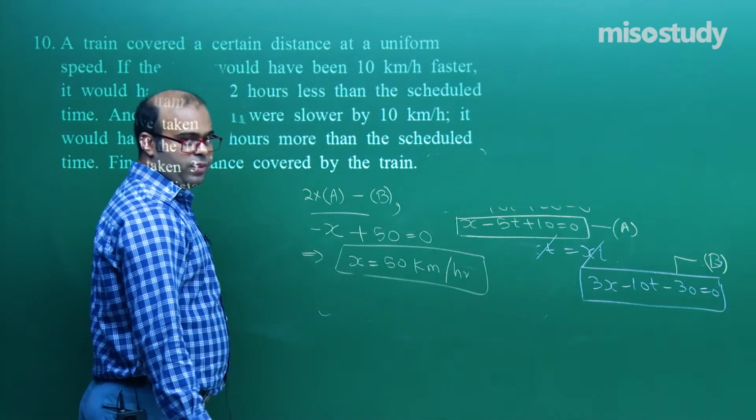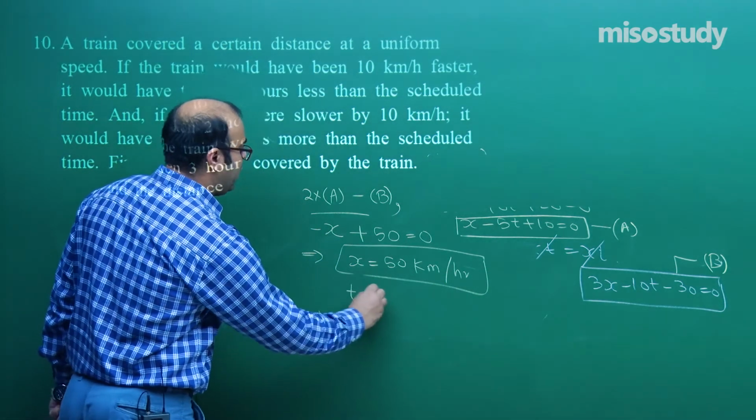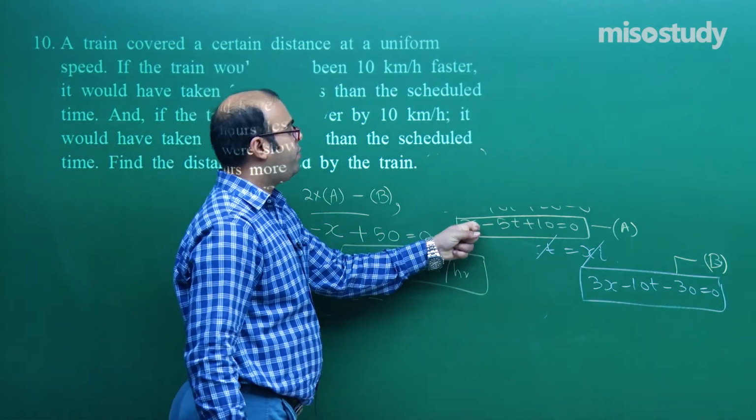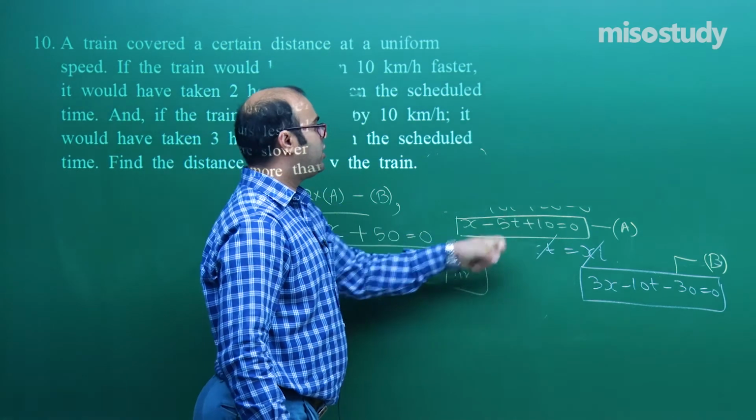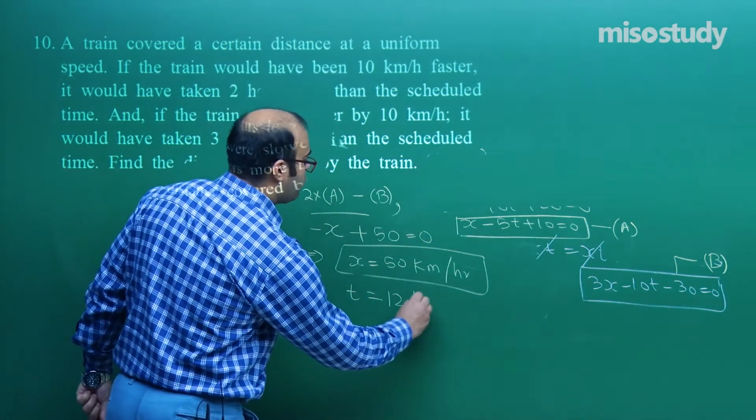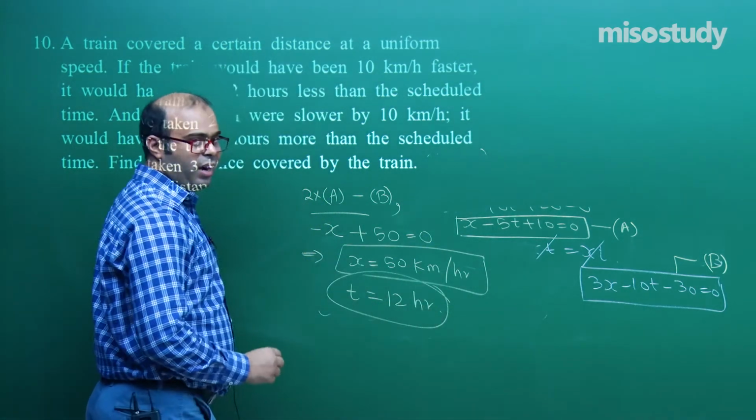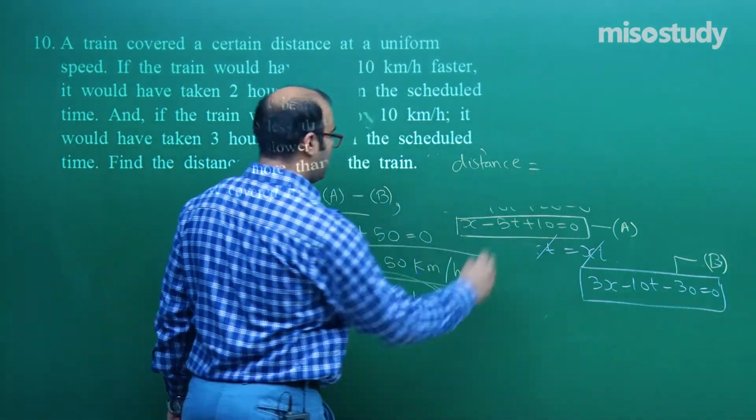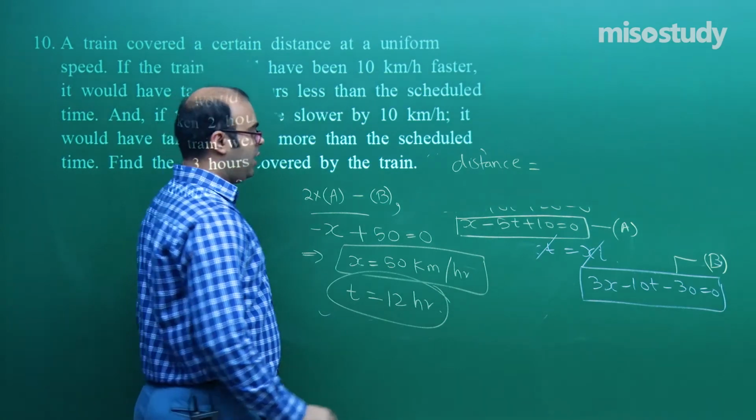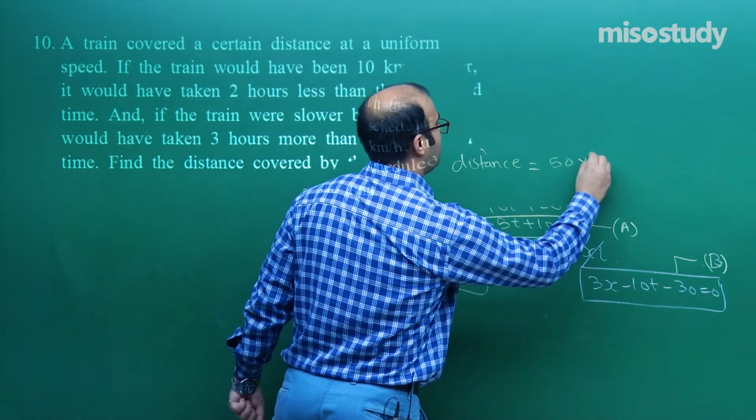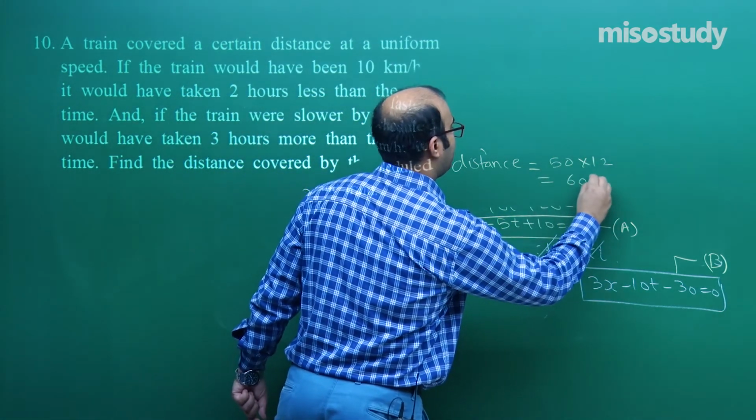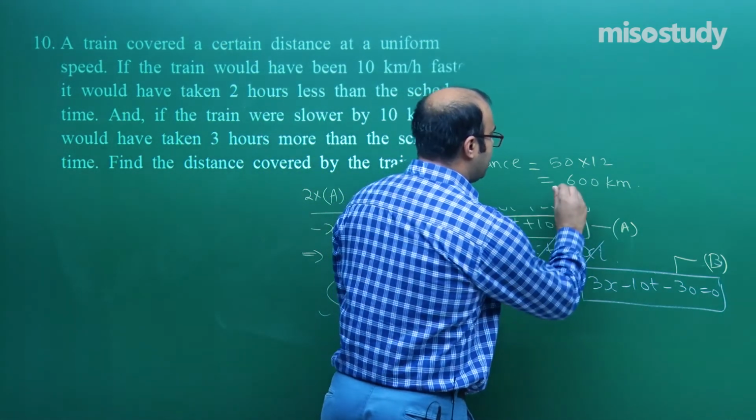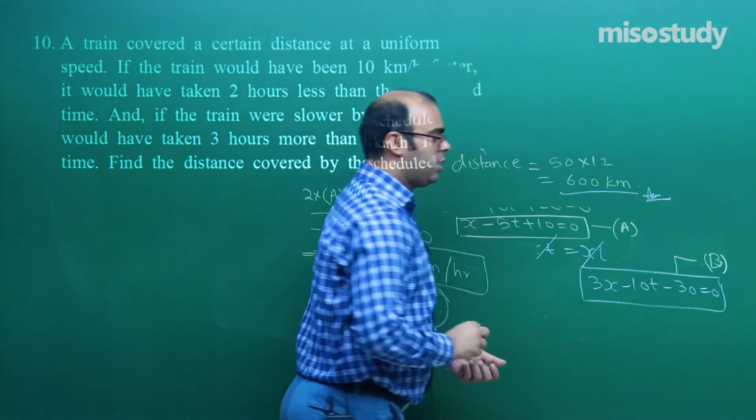Now we know the actual speed of the train. What is the actual time which it takes? Let us put x is equal to 50 here. So what will happen? 50 plus 10, 60. 60 by 5 is 12. Time is equal to 12 hours. So now we can find the distance. The distance that the train travels normally is equal to speed into time, that is equal to 50 into 12, which is 600 kilometers. So this is our final answer, that the distance which the train is traveling is 600 kilometers.